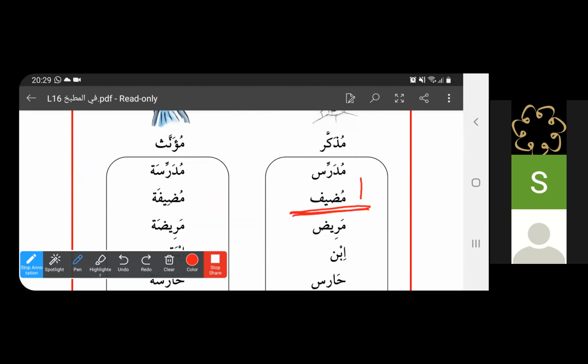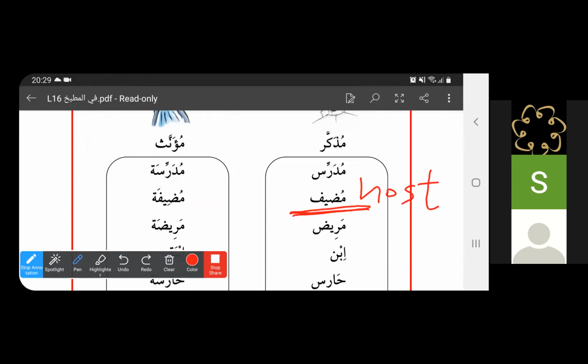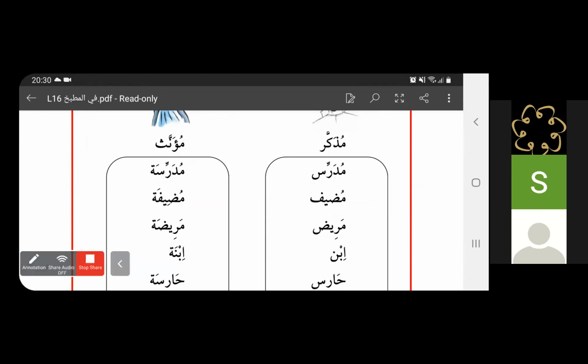نعم, صليحة. Can you say now what is مضيف? Guest. Oh, it's a host. Okay, it's the host. أحسنتي, it's the host. And for the guest, you say without meem, ضيف. ضيف is the guest, and مضيف is the host. And if it's a girl, it's مضيفة. أحسنتم.